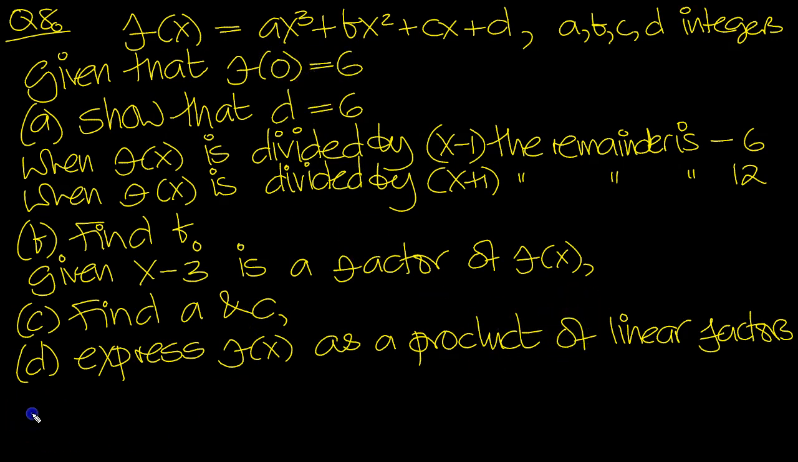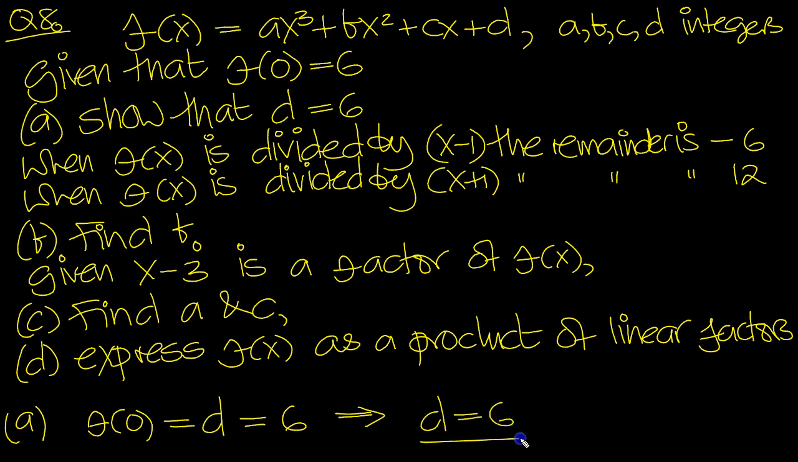f of 0 equals 6. So f of 0 is equal to, well, this will be 0, 0, 0, and it will be d. So that tells us that d equals 6 when we sub it in. Okay. Right, that's part A. Show that d equals 6.